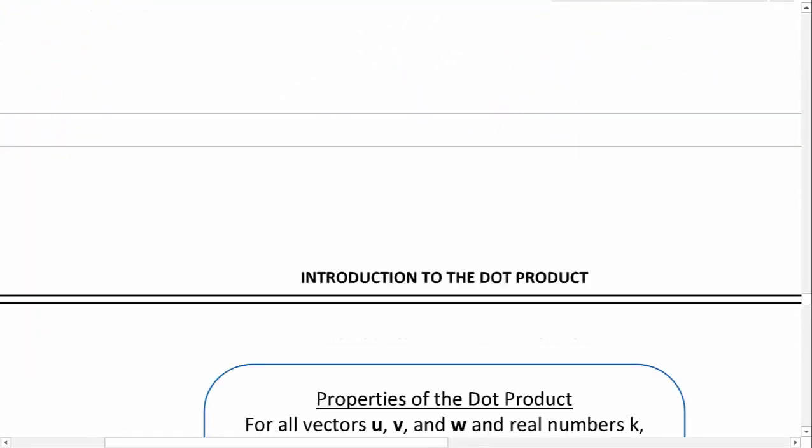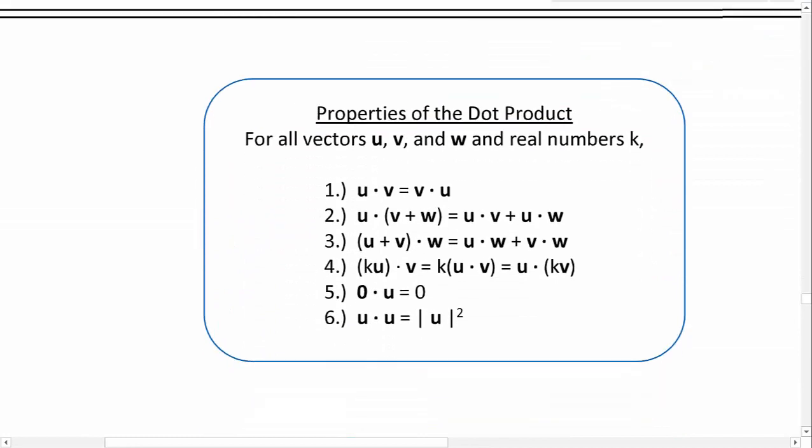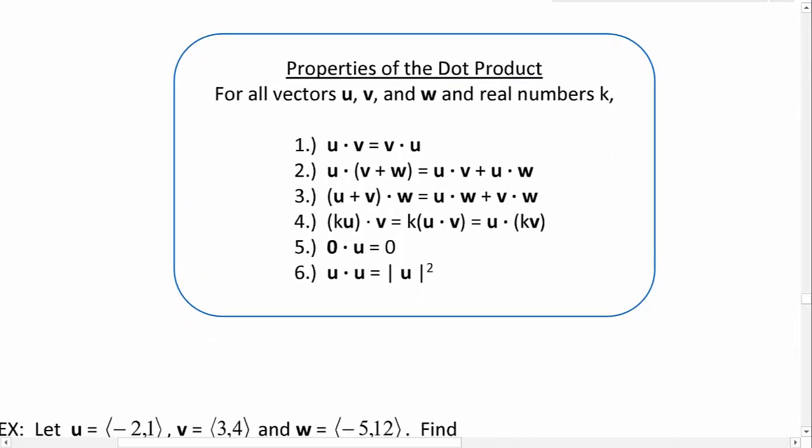Now, like most things in math, we have properties that go along with it. So these are our 6 dot product properties. Say we have vectors u, v, and w and a real number k. Our first property tells us that dot product is commutative. u dot v is equal to v dot u, and that makes sense because we know that both multiplication and addition are commutative, and the dot product involves those two operations, so it would make sense that a dot product would be commutative as well.